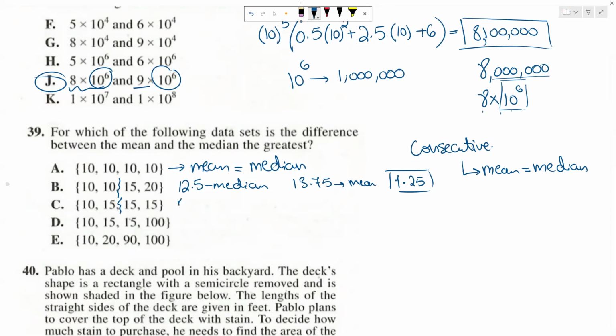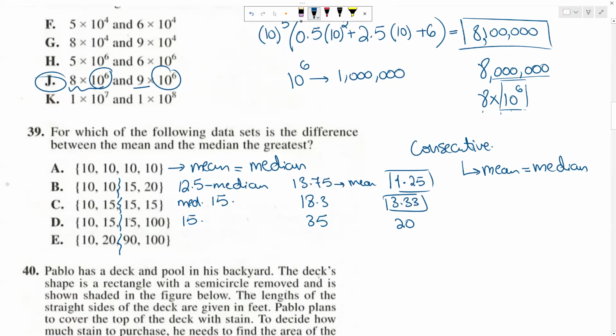Here, for example, the median will be 15. Let's check the mean. It's 10 plus 15 plus 15 plus 15 divided by 3. This is 18.3, so the difference now is 3.3. This one, the median will be 15, but the average will be way bigger, because it has 100. It would be 35. So this is a difference of 20. And that one would definitely be the biggest.